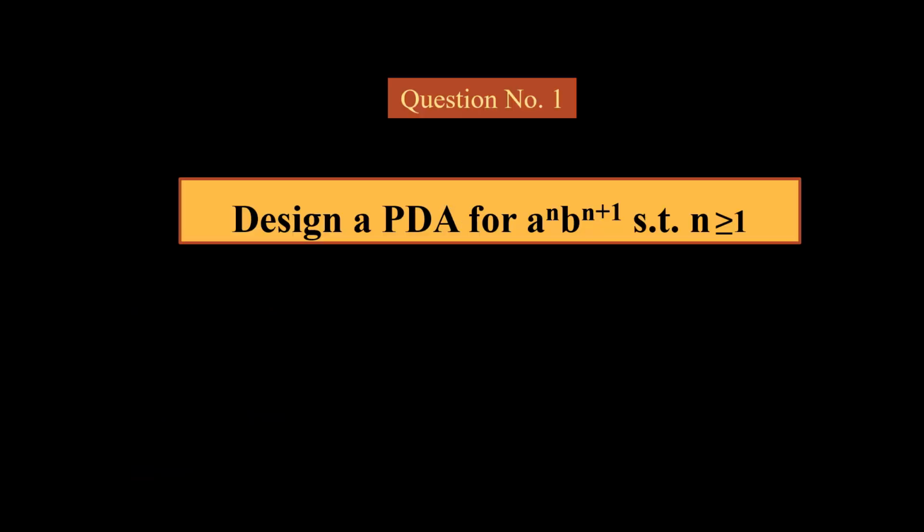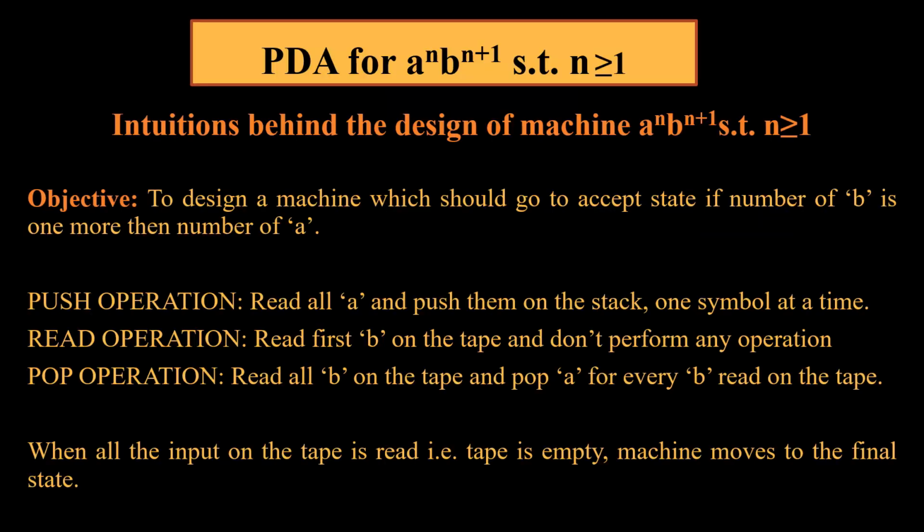Starting with the first example, we are supposed to design a push-down automata for a^n b^(n+1) such that n is greater than or equal to 1. What are the intuitions behind the design of this machine? What we want is that the number of b should be 1 greater than the number of a. So the push operation will be performed till we read all the a on the tape, and a read operation will be performed when we come across the first b, since we want 1 b to be greater than a, and then the pop operation will begin where we will read all b on the tape and pop a corresponding to every b which is read on the tape.